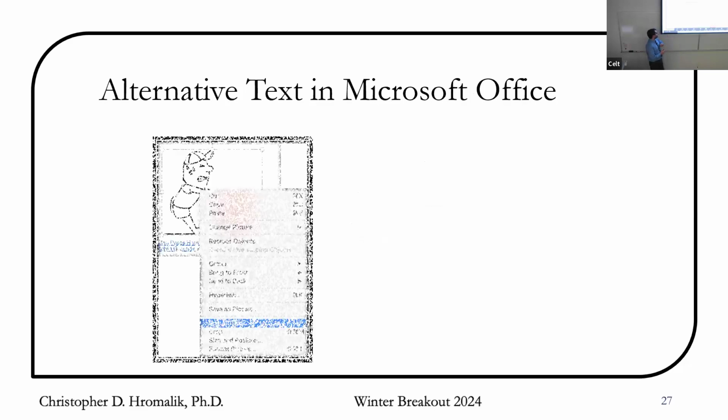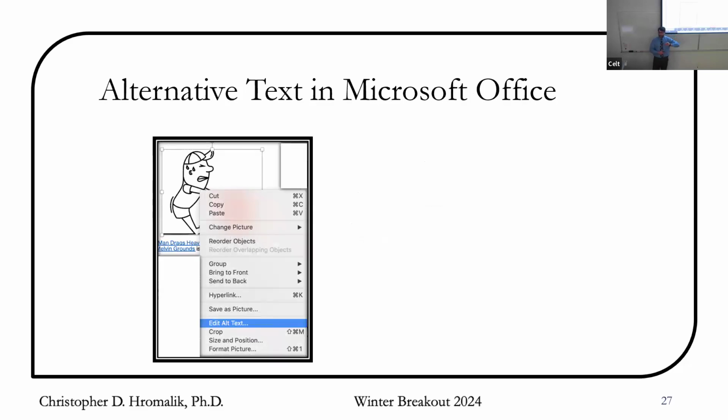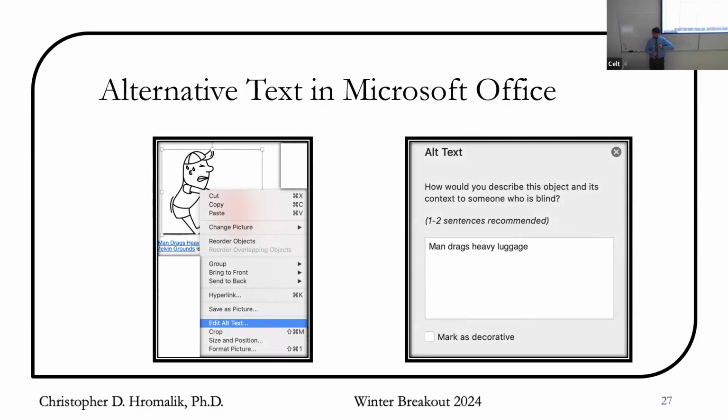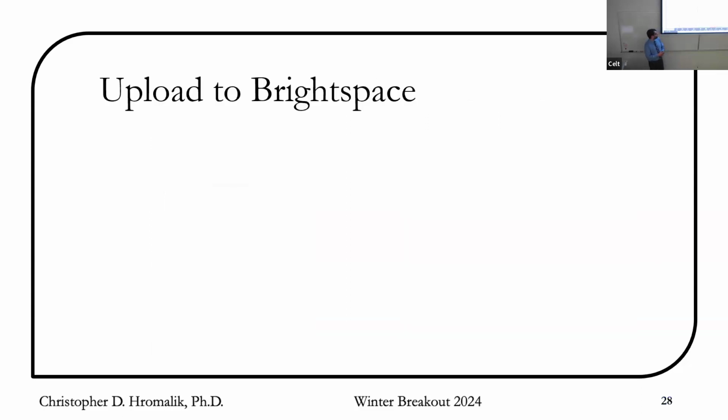So how do you do this? First, when you add a new image to a PowerPoint presentation, you can right-click on the image, then choose either view or edit alt text, depending on the version of PowerPoint you're using. There'll be a little box that pops up. Then you simply add a very brief description, again, fewer than 150 characters. So we're looking at about the length of what used to be called a tweet. It's a small description of what's in the image that's relevant to the context that you're teaching. So here, this is simply for someone to know that it's a bag drag heavy luggage. Then when you're done, you can upload your PowerPoint presentation to Brightspace.